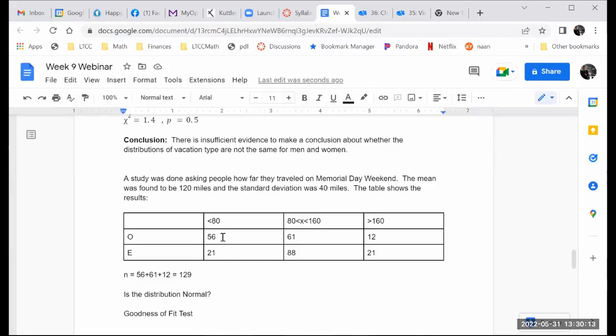So I don't have time to do one, but again, the other main type of goodness of fit test would be to see if you have a uniform distribution. Okay.